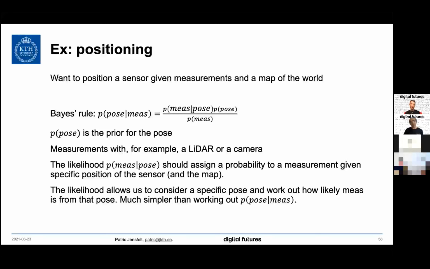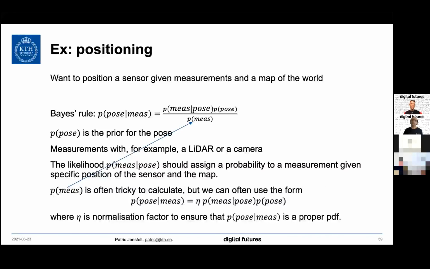And then we have P(measurement). And this is quite often tricky to calculate, but we often don't have to calculate it because all we really have to do is make sure that this posterior here is a proper probability density function. So we can just treat this factor here as a normalization factor. So we work out the distribution given by the upper two terms here, and then we normalize.